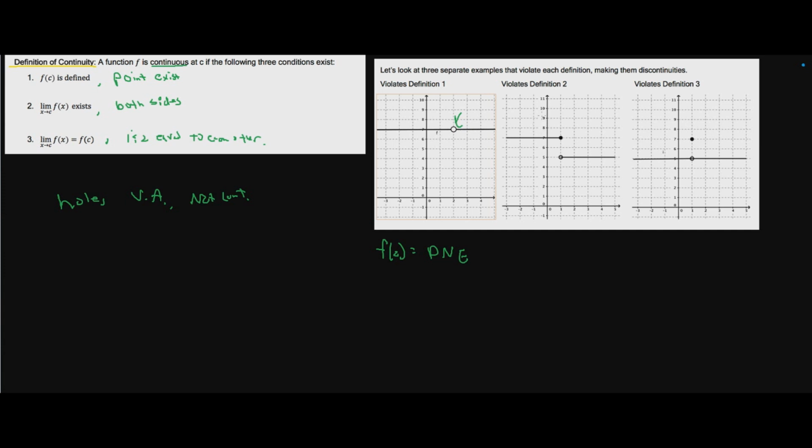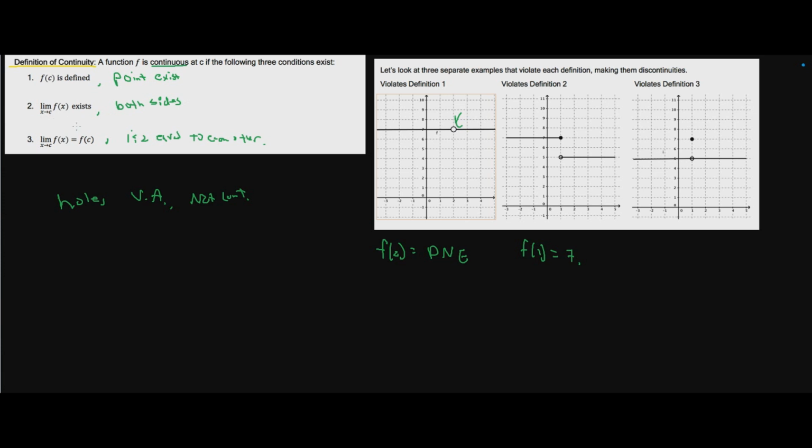Let's go to definition number 2. This says a function is continuous if the three conditions are met. Well, does the point exist? Well, in this scenario, the point does exist. F of 1 does equal 7. The point does exist, right? Because it's filled in right there. But now we go to number 2.